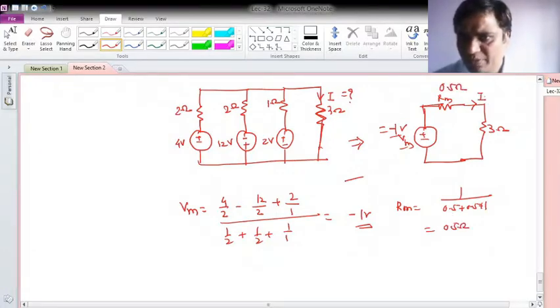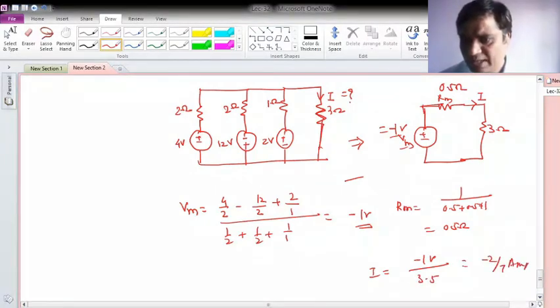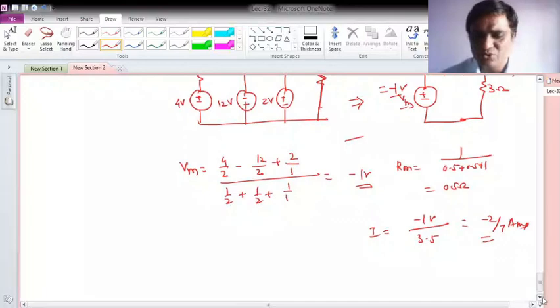Now I would like to obtain this I, so I will be simply equal to minus 1 volt divided by 0.5 plus 3, which will be 3.5 ohm, which is minus 2.7 amps. And with this polarity I'll indicate that this is not the correct direction, but this is the correct direction. That way you can check it out.